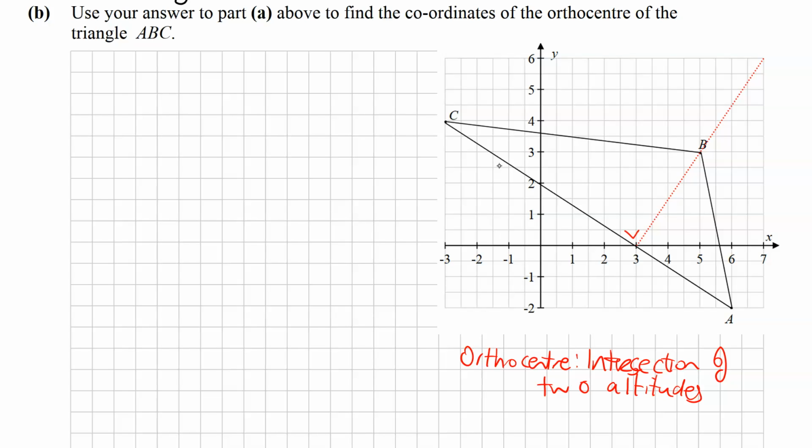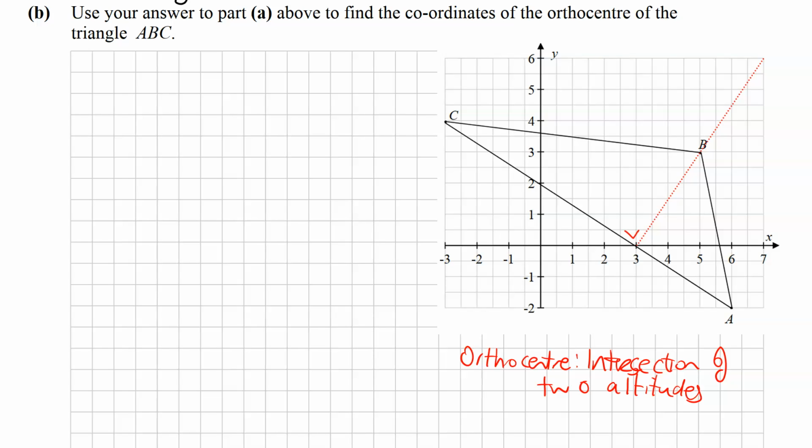So I'm going to repeat the exact same procedure I did in A, but to create a different line. Okay, so I'm going to get the slope of AB, and then I'm going to come at that from C.